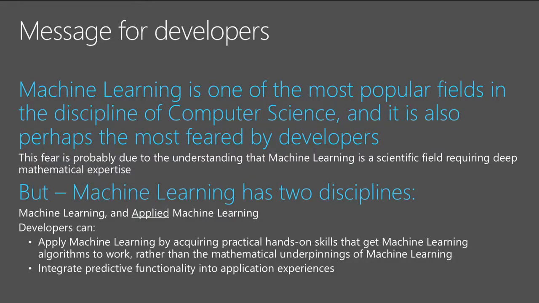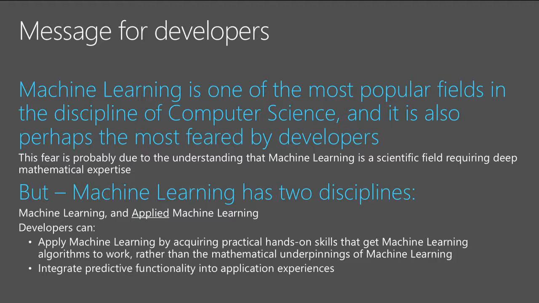Machine learning is one of the most popular fields today in the discipline of computer science, but it's also one of the most feared by developers, perhaps because of the understanding that machine learning is a scientific field requiring deep mathematical expertise. This is true. But what we'd like to bring to your attention is that there's actually 2 disciplines here. There's machine learning and applied machine learning.